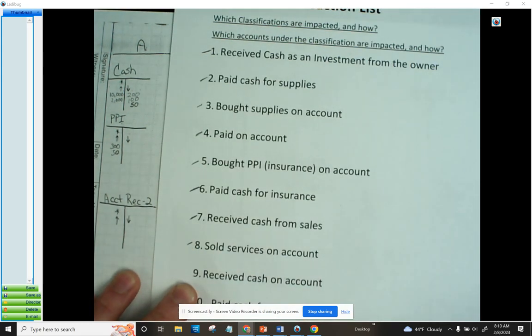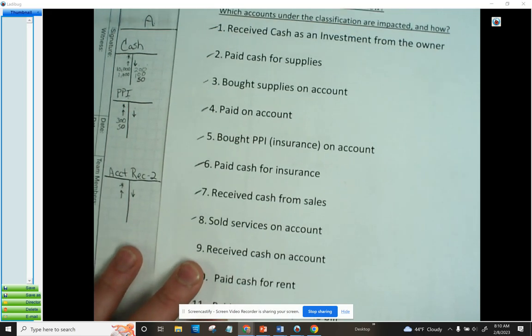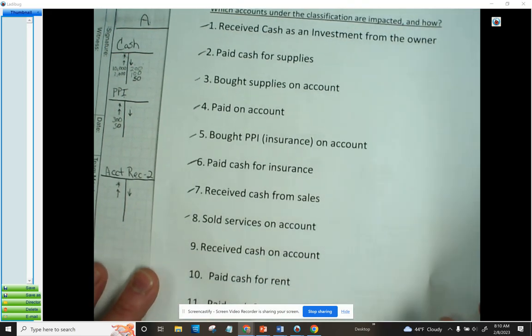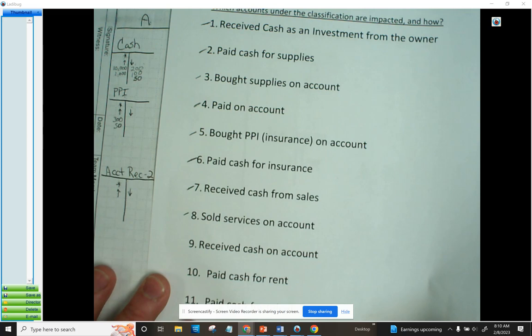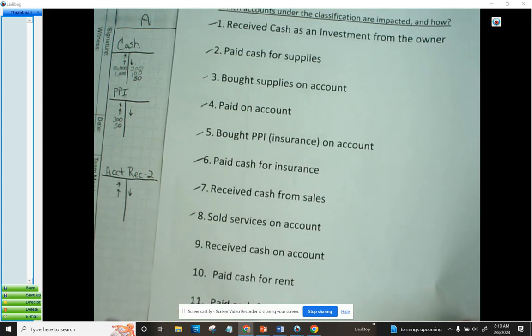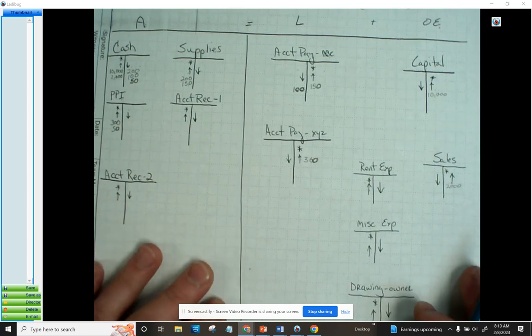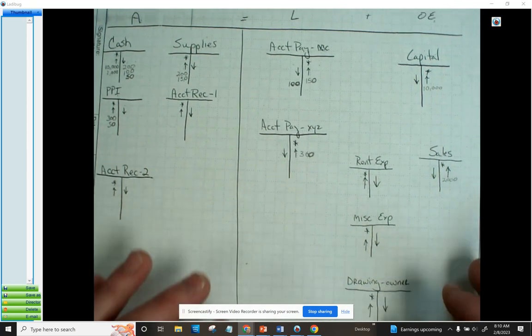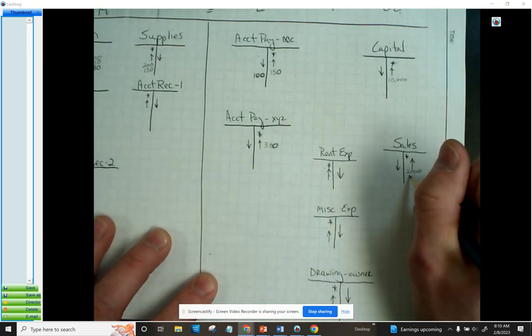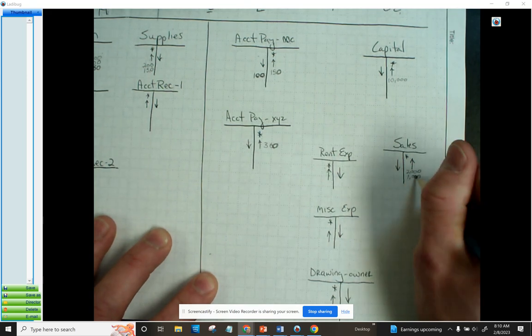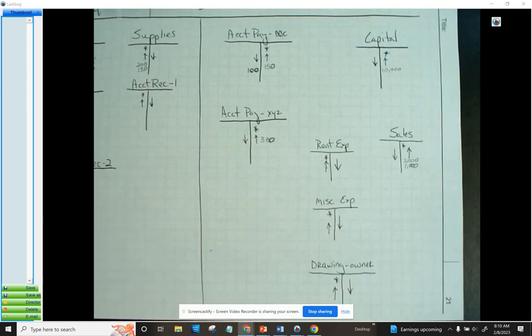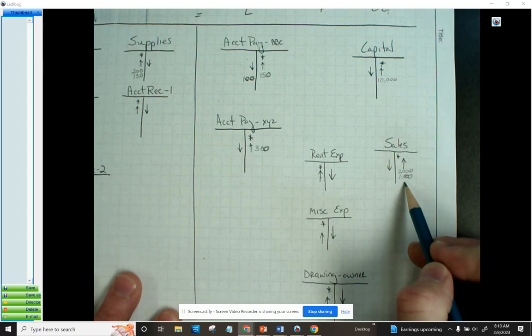Sold services on account. This is the other way to make a sale. You just don't get paid cash directly right then. You have to set up an accounts receivable. Sold services on account. Because of realization of revenue, we count the sale at the time of the sale. So let's just say we made a $1,000 sale to a company. We count the sale $1,000.